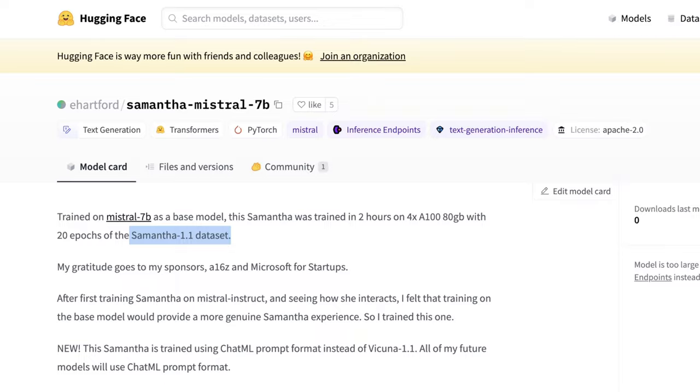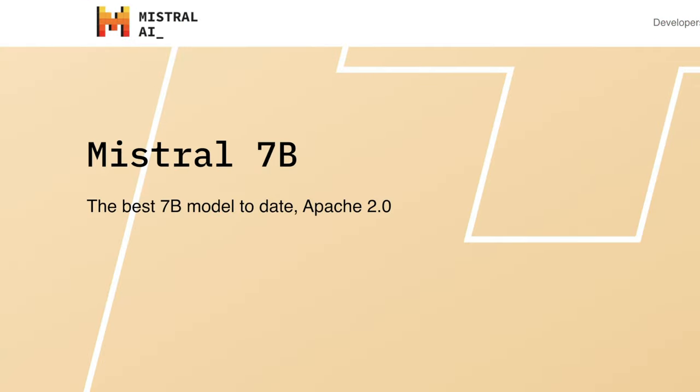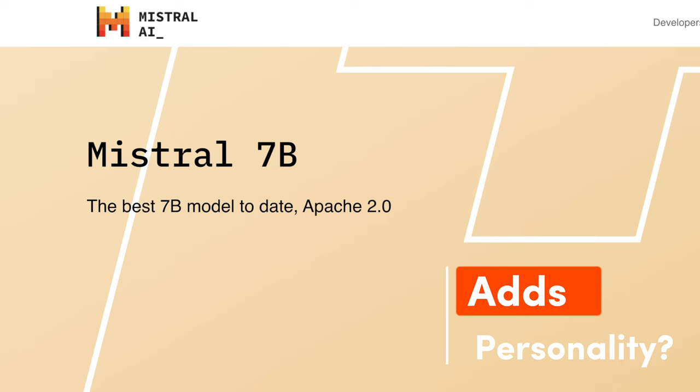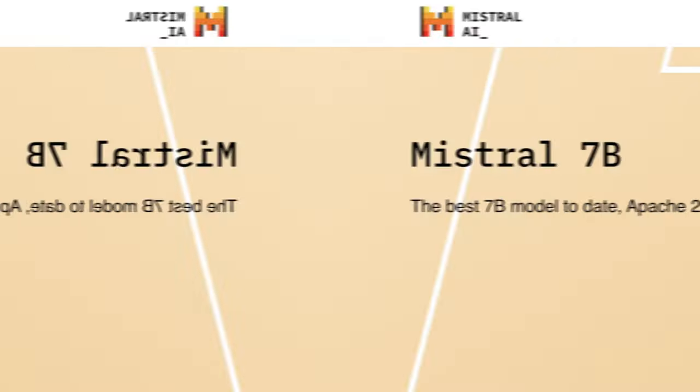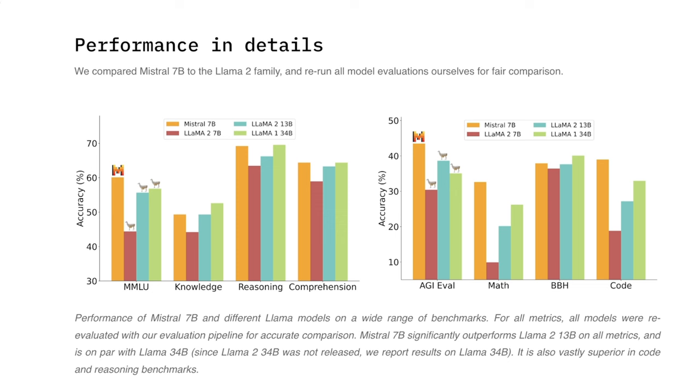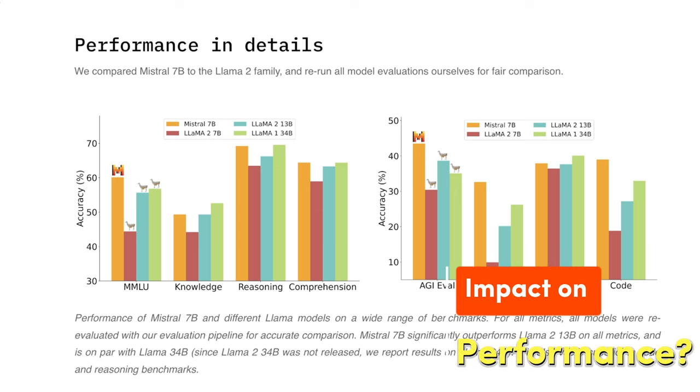So in this case, the Mistral 7B model was fine-tuned with the Samantha dataset, and as a result, you get the Samantha Mistral 7B model. In this video, we will be addressing two different questions. The first is, does fine-tuning Mistral 7B give it the personality of Samantha, which is supposed to be a helpful assistant? And the second question is, does this fine-tuning have any impact on the performance of the original Mistral 7B model?